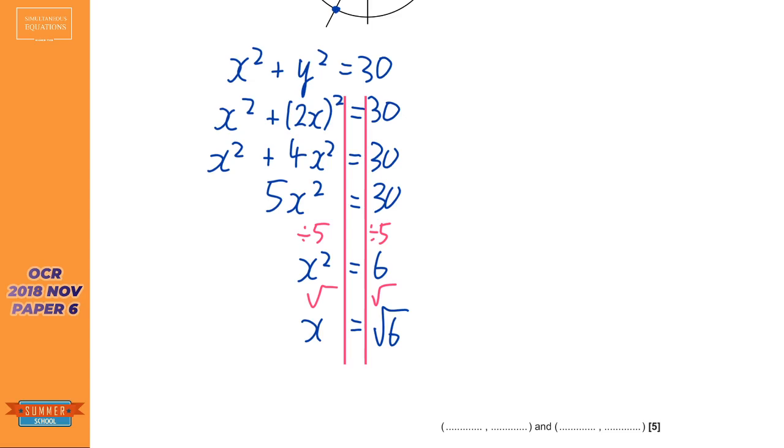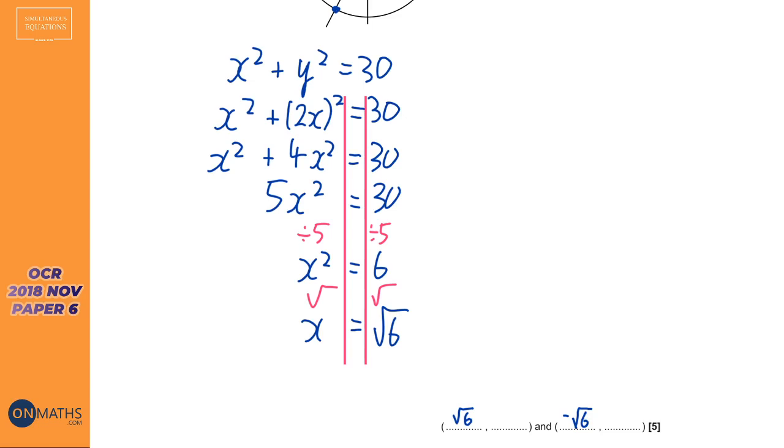Okay, so what we're going to do is have a look. We've already found one of the solutions, and we can write that in our answer. So it's going to be root 6. But when you square root a number, you either get a positive or a negative version of that number. And the way of showing that is by just showing a positive version of root 6 and a negative version of root 6. That's the way of showing that you've got a positive and a negative value.